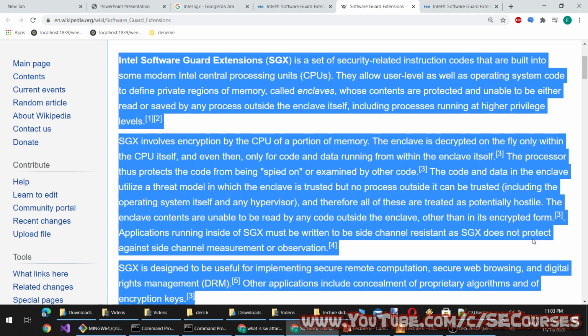SGX involves encryption by the CPU of a portion of memory. The enclave is decrypted on the fly only within the CPU itself, and even then, only for code and data running from within the enclave itself. The processor thus protects the code from being spied on or examined by other code. The code and data in the enclave utilize a threat model in which the enclave is trusted but no process outside it can be trusted, including the operating system itself and any hypervisor, and therefore all of these are treated as potentially hostile. The enclave contents are unable to be read by any code outside the enclave, other than in its encrypted form.